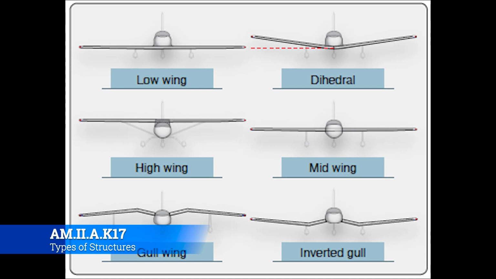Your gull wing and inverted gull wings. The one that I know pretty well is the Corsair, the F4U from World War II. They used an inverted gull wing. Same thing with the F4 from Vietnam. They used inverted gull wings because the wing doesn't stop producing lift at those angles, but it allows them to take up less space, like on a carrier deck.